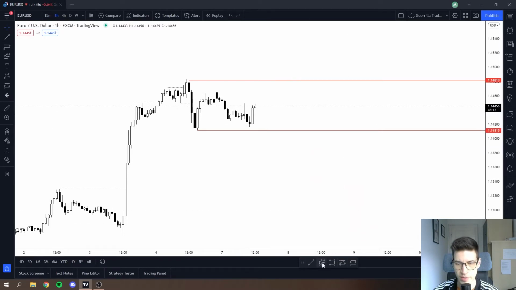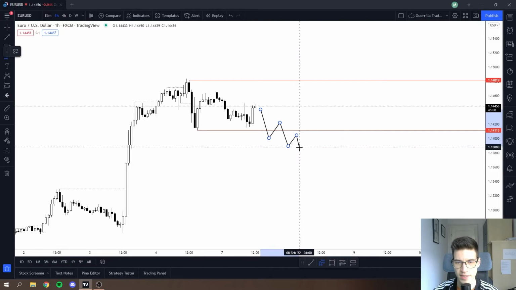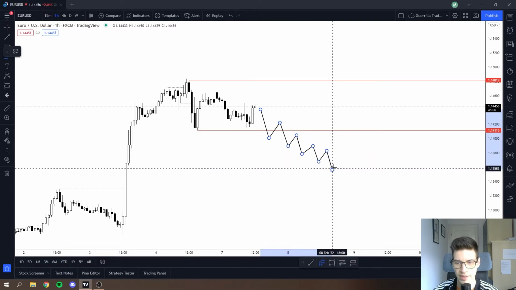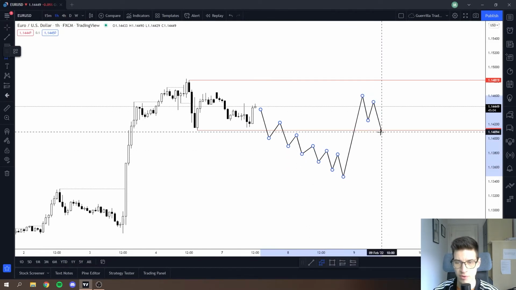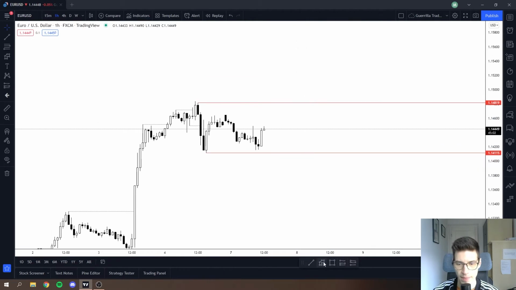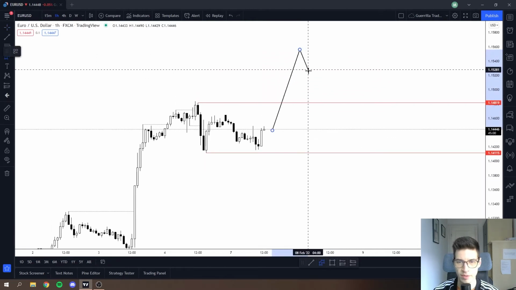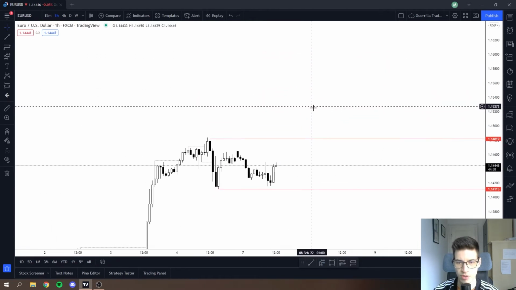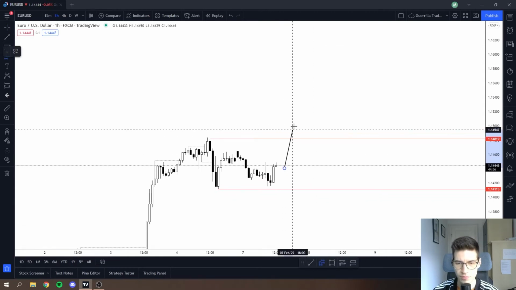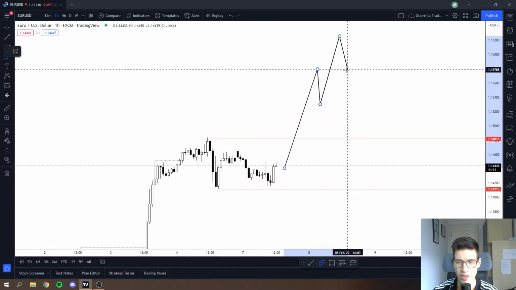Also what can happen, if we do get a clean descending structure and then we get a nice push to the upside, I would look for a long trade. And same thing to the upside, if we get a push up, I would look for a flag to go long. If we get a push, pull back, another push, break and retest, I would also look to go long.